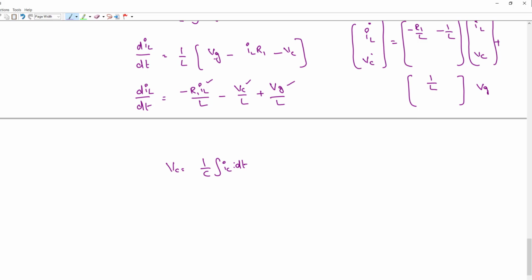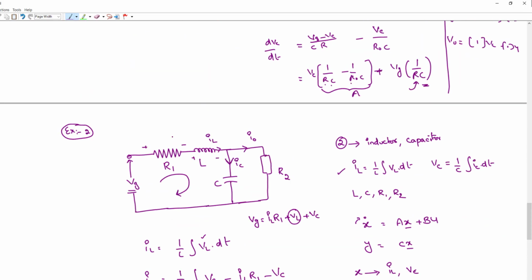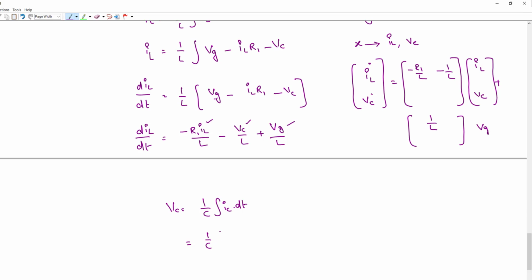Now our aim is to find the current that is flowing through the capacitor. The current flowing through the capacitor is this current minus this current. I'll simply write that down: 1 by C integral IL minus I naught. C is a parameter, IL is a parameter, but I naught we don't know. I want I naught in terms of the state parameters. I naught is equal to V naught by R2.